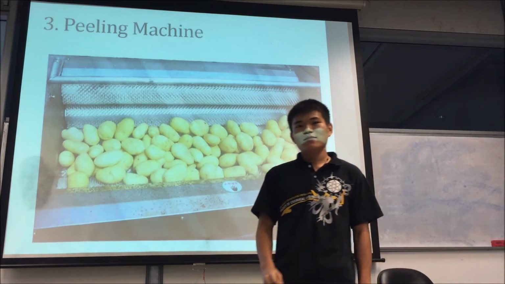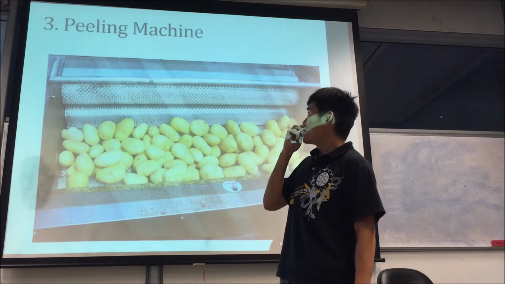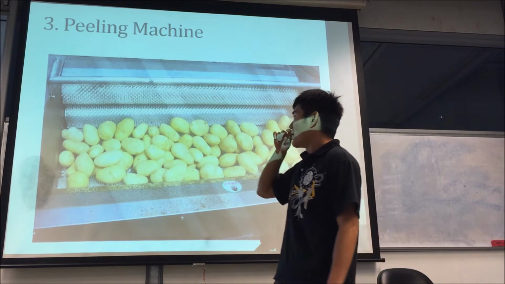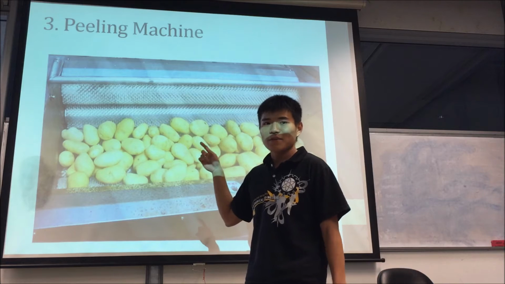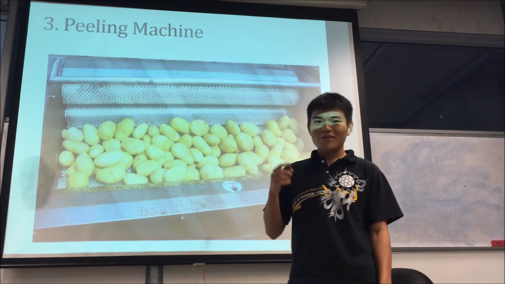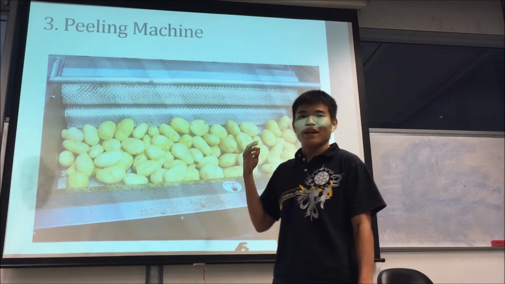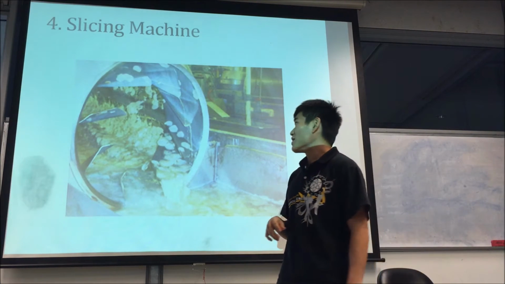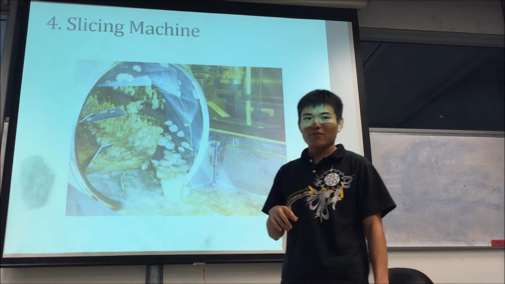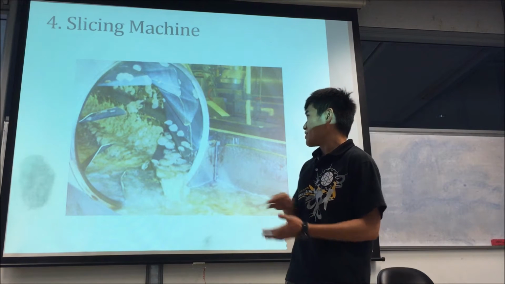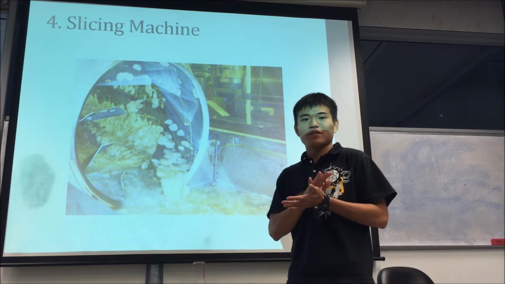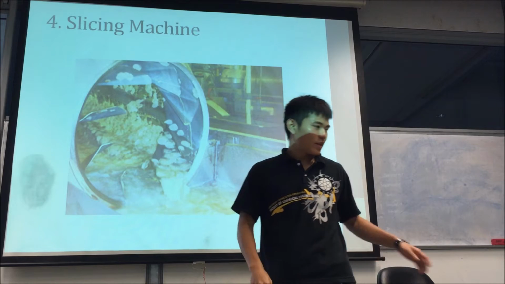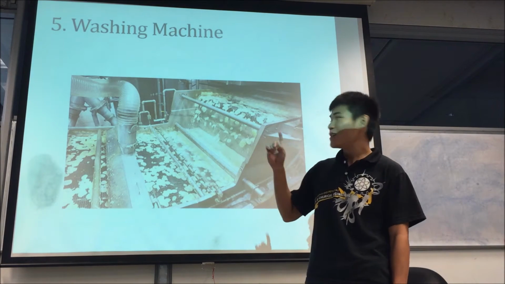The next section is the peeling machine. The peeling machine consists of many rollers which revolve at a certain speed so that the potato skin can be removed evenly. And next is the slicing machine. The slicing machine consists of blades which cut the potato very thin, as thin as paper. Moving on is the washing machine.